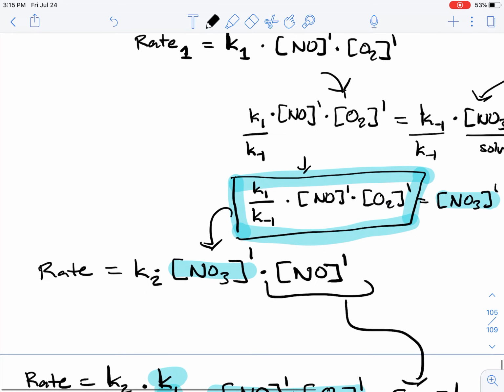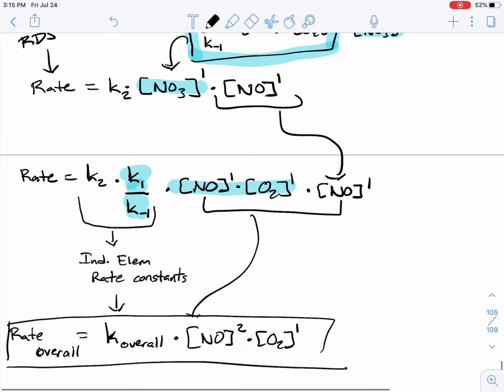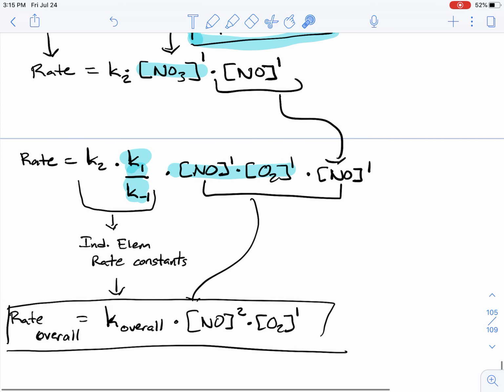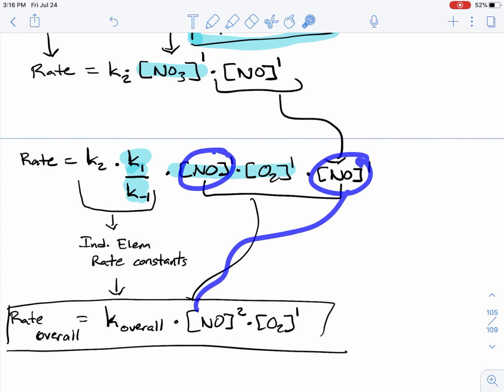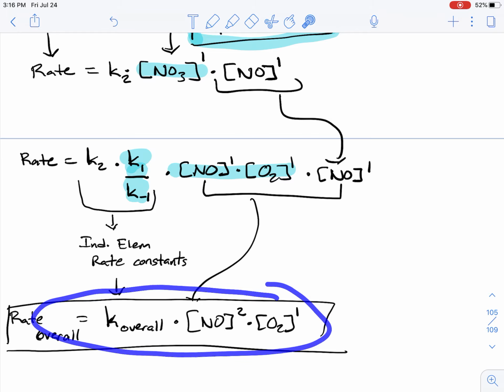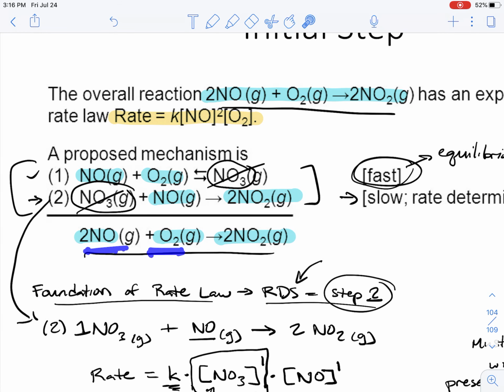So I'll go ahead and put a note over here. So this is going to be the rate law from the RDS. And so once you substitute these pieces in, you guys are just going to simplify, and all of your individual rate constants just become the overall rate constant, right? And if there are any terms that are similar, then you're going to put them together to create one term. And then whatever is remaining, you just write it down. And so this is the overall rate law. And if you look, NO and O2 are both present in the overall chemical reaction. So there's no more NO3.